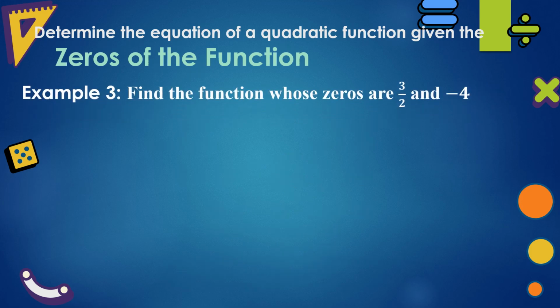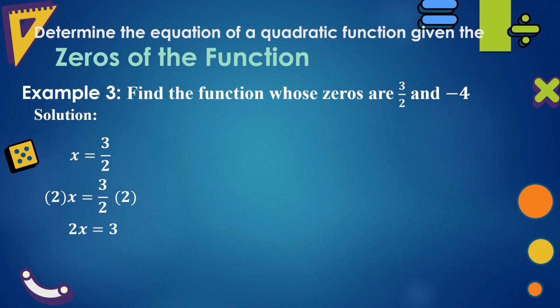Example number 3. Find the function whose zeros are 3/2 and -4. X is equal to 3/2. Multiply both sides by 2. 2x is equal to 3. Subtract 3 from both sides. 2x minus 3 is equal to 3 minus 3, which is 0.